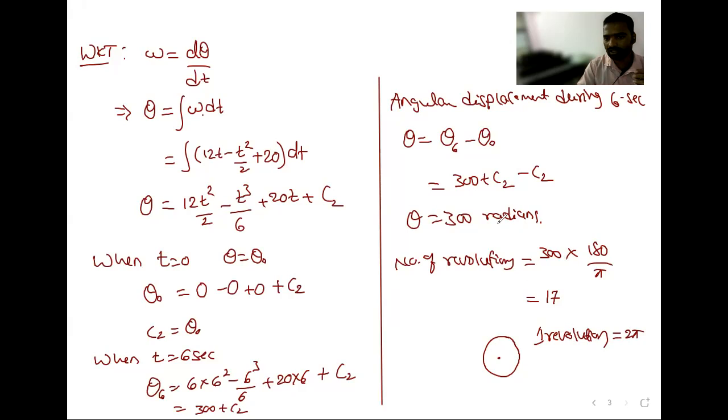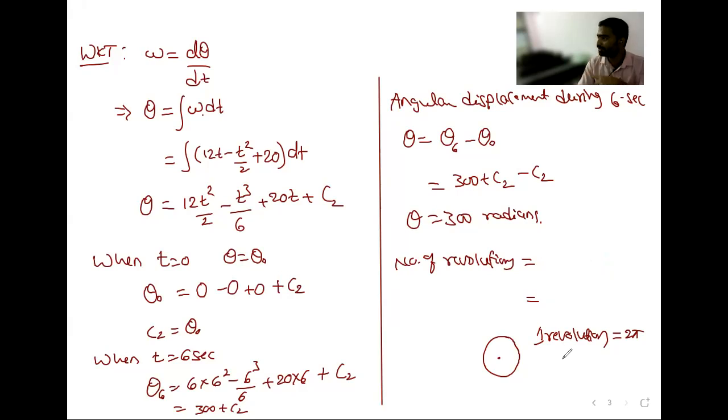Now I have 300 radians. I want to convert this into number of revolutions. So how to convert that? No, now we don't have to do degree to radian. Now we only have to do revolution to radian to revolution. One revolution means one circle.